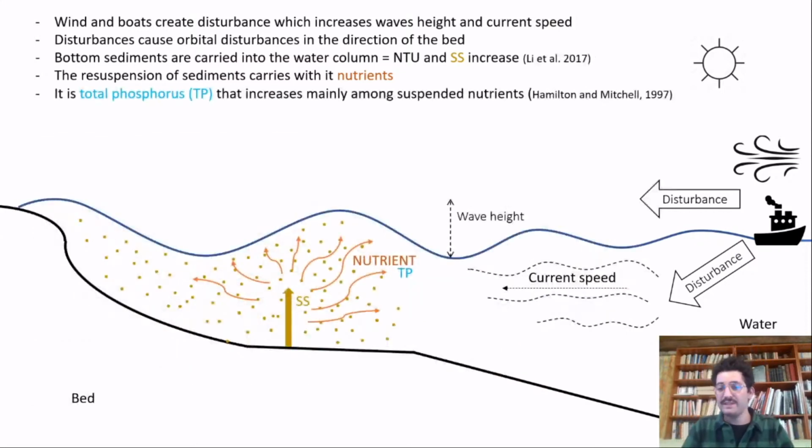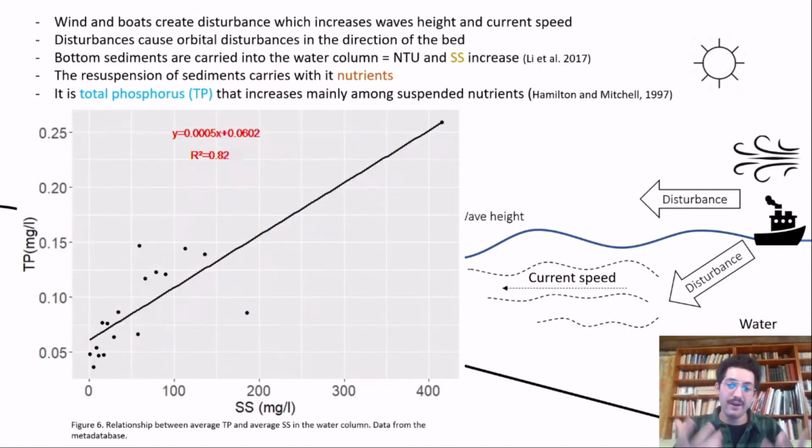However, all the literature is in accordance to say that total phosphorus almost always increases after a resuspension episode. We attributed this increase of total phosphorus in the water column to the high concentration of phosphorus in the bottom sediment, and when this bottom sediment is put in suspension in the water column, it carries with it a high quantity of phosphorus. This result is supported by this linear regression from the meta-analysis that we made, with a strong positive relationship between total phosphorus and suspended sediment in the water column.